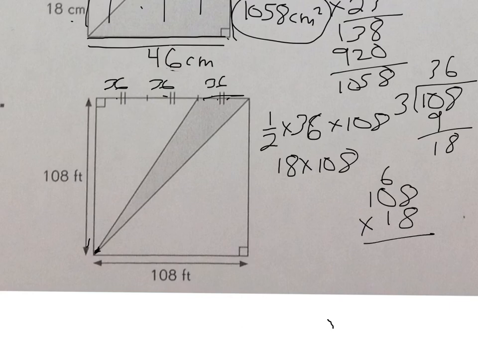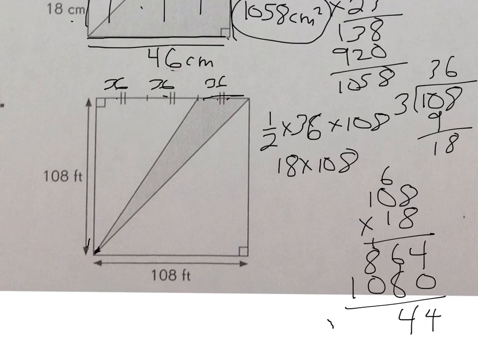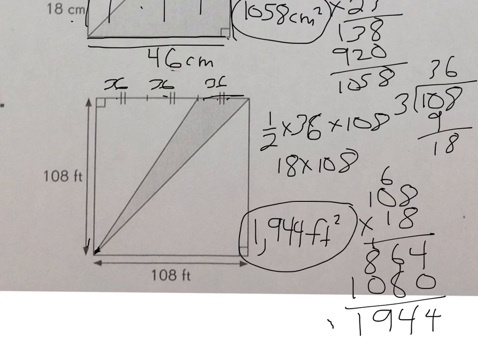8 times 8 is 64. 8 times 0 is 0, plus 6 is 6. 8 times 1 is 8. Okay, add my 0, then it's 8, 0, 1. Add these up, 4, 4, carry my 1, 9, 1. 1,944 feet squared. That is my area. And that is how you do finding the area of a triangle. Problems 1 through 8. Have any questions? Let's talk about them in class.